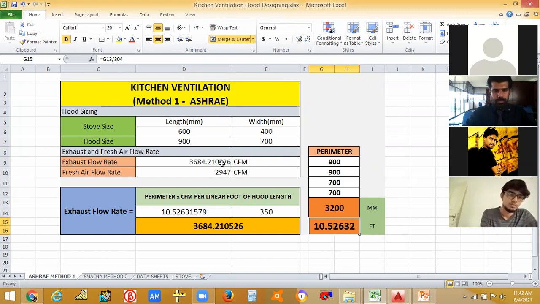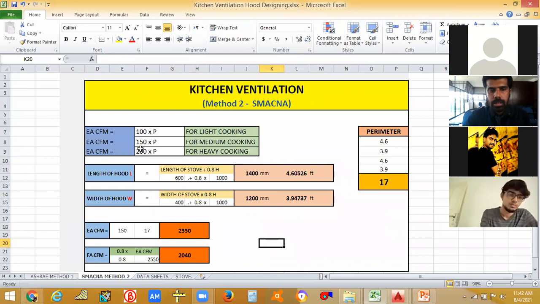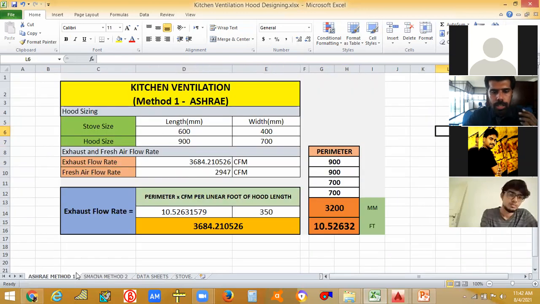Next, what we need to know? Next, we need to know the exhaust flow rate, CFM. In this method, the exhaust flow rate is found by this formula: perimeter into CFM per linear foot of hood length. In the other method, how did we find it? Just multiply this value with the perimeter. Here, just multiply the perimeter with CFM per linear foot of hood length.